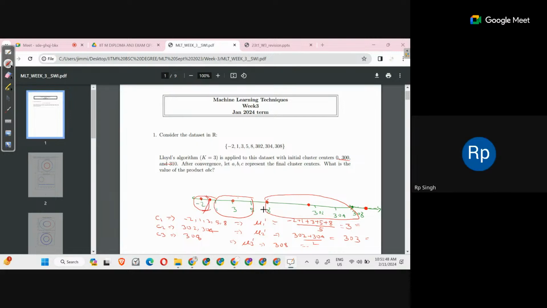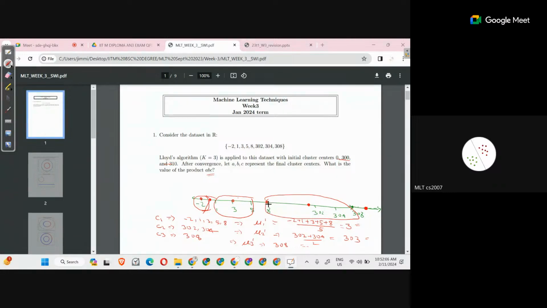But it has mentioned that after convergence, let A, B, C represent the final cluster centers. So we hope the A, B, C should be something representing the overall data. It won't go there. Yeah, 200. It will.